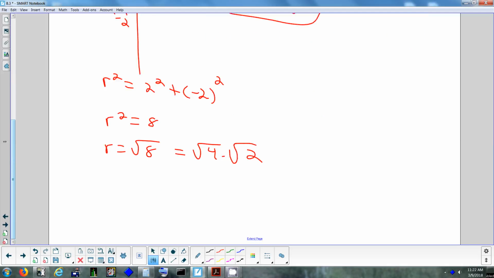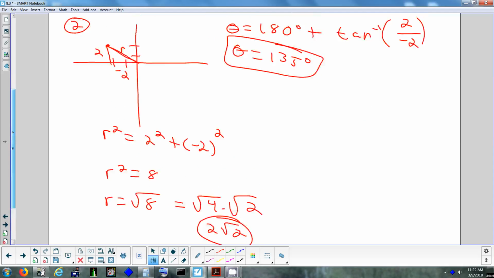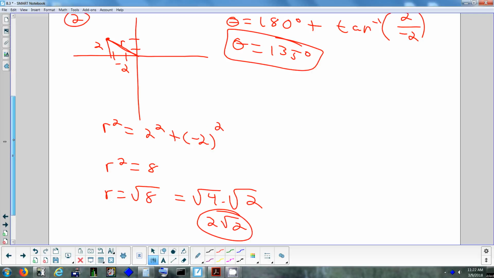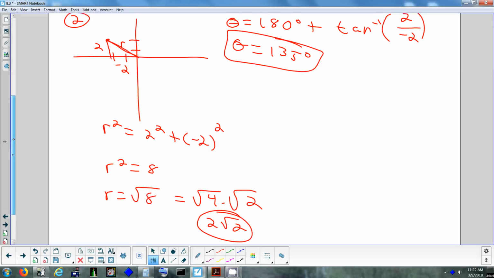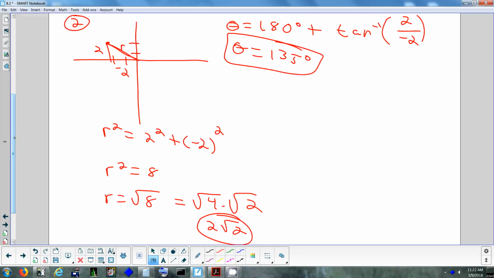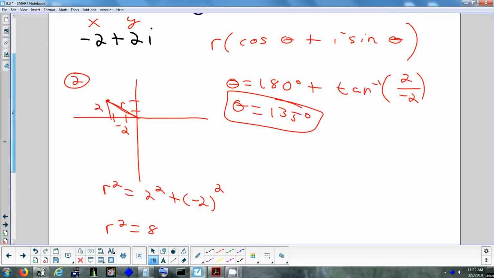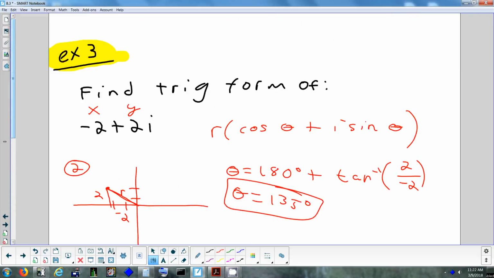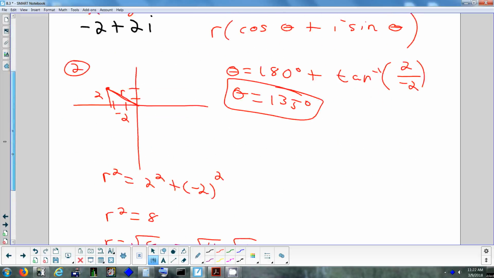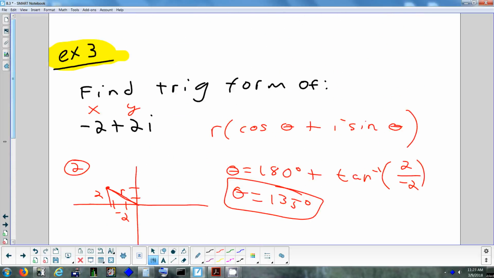If you don't remember how to reduce it, that's how you do it. Square root 4 times square root 2. And then the square root of 4 is something nice. What's the square root of 4? Matt? 2. Good. Okay. So at this point, we have everything we need to write the final answer. There's no more math to do. All you have to do is take R, take theta, fill them into that formula, and stop. Don't do anything else. So we get, for a final answer, I'll just put it up here.